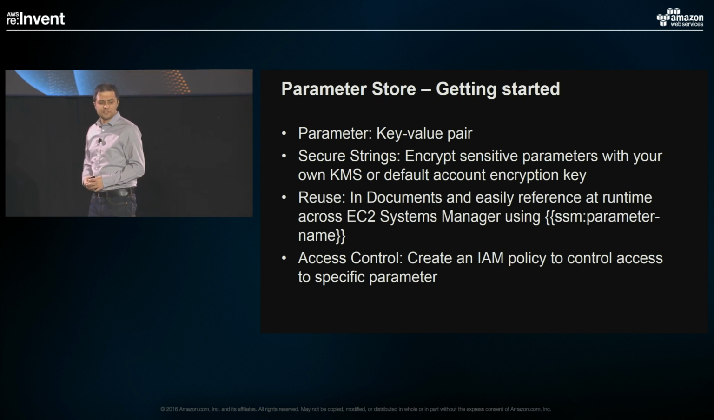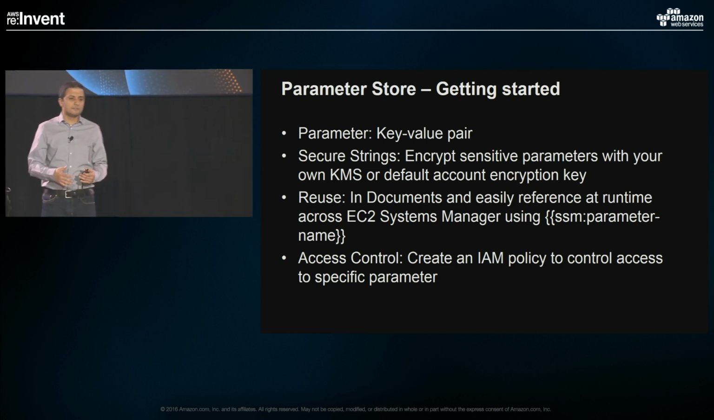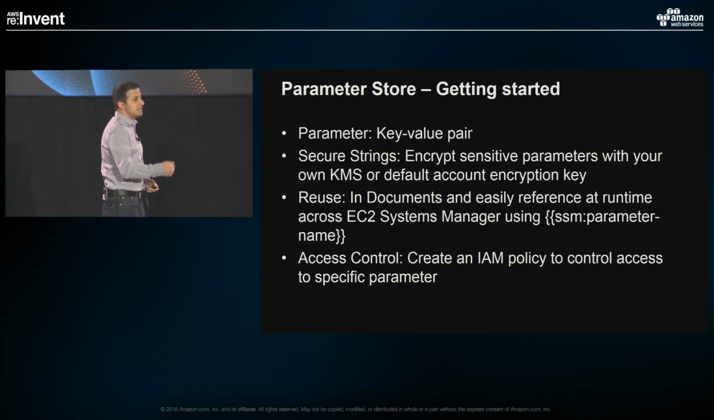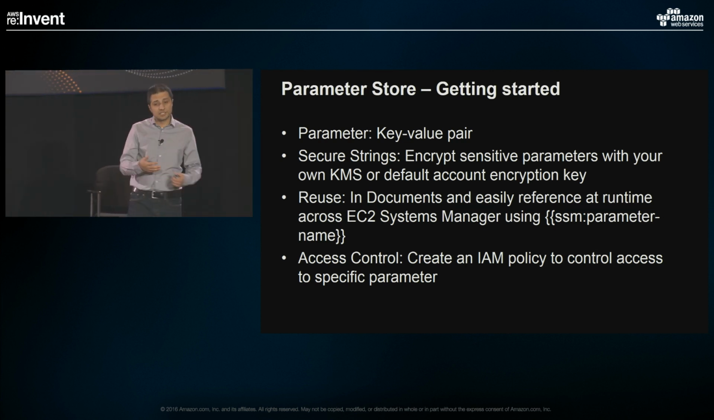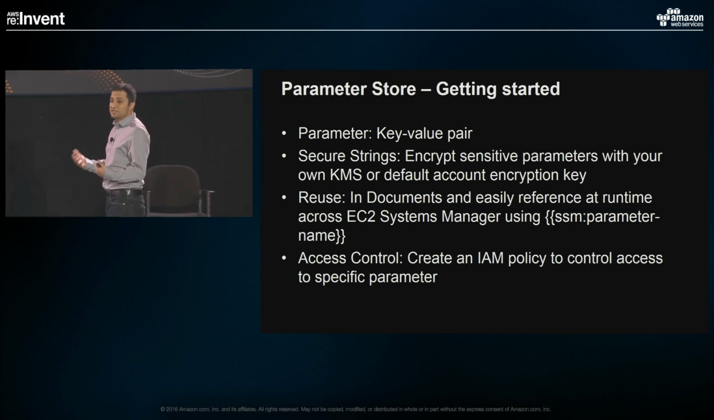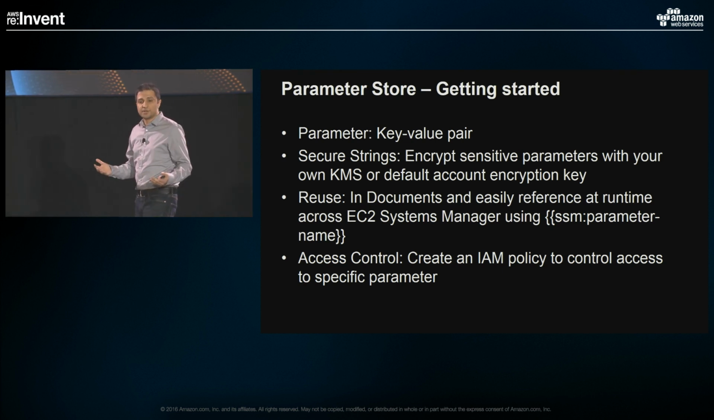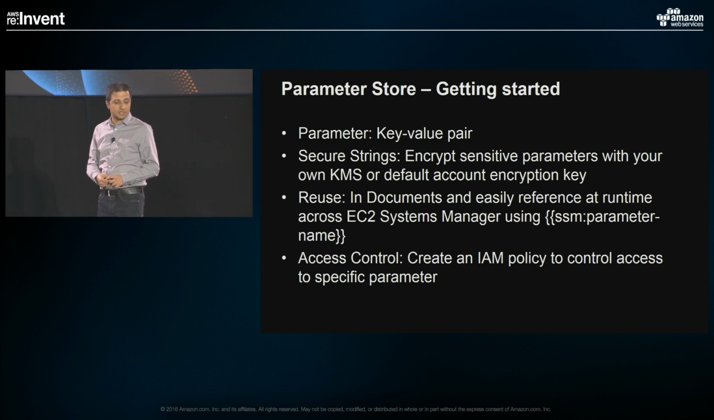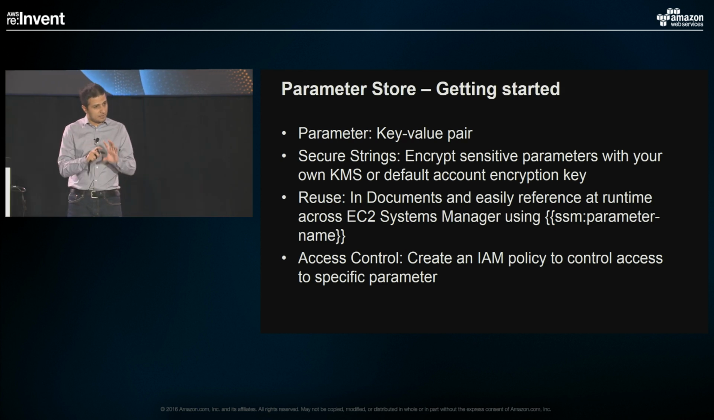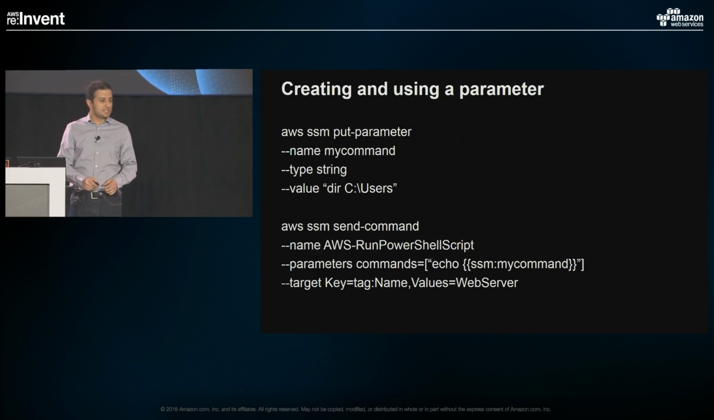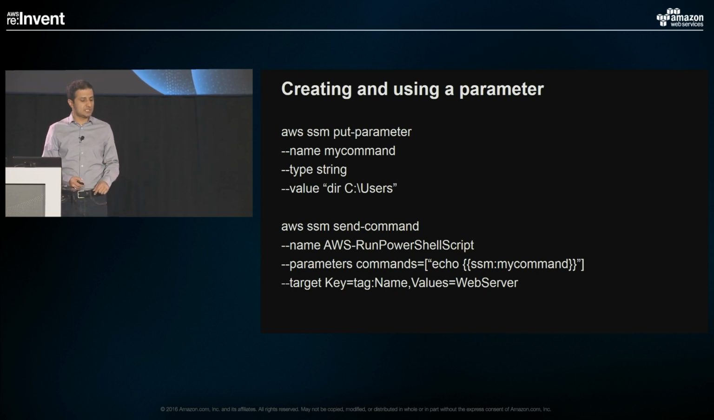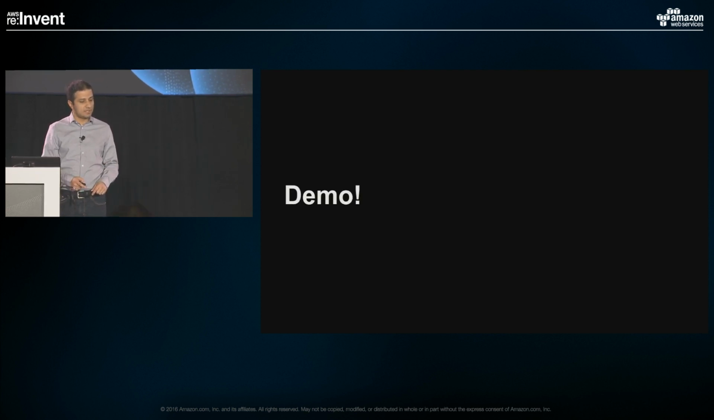Getting started with Parameter Store is fairly simple. You create a bunch of parameters, and it's a key value pair. There are different types of parameters: a string, a secure string, and a list. And like I mentioned before, you can reuse parameters across your Systems Manager services. And here's an example of how to create a parameter. Let's actually skip this, and I'll go a little bit more into it in the demo.